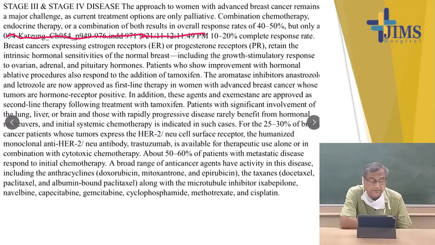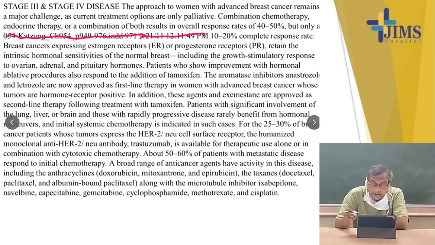Patients with significant involvement of the lung, liver or brain, or those with rapidly progressive disease, rarely benefit from hormonal maneuvers. An initial systemic chemotherapy is indicated in such cases. For the 20 to 30% of breast cancer patients whose tumors express the HER2 receptor, the humanized monoclonal antibody trastuzumab is available for therapeutic use alone or in combination with cytotoxic chemotherapy. About 50 to 60% of patients with metastasis respond to initial chemotherapy.